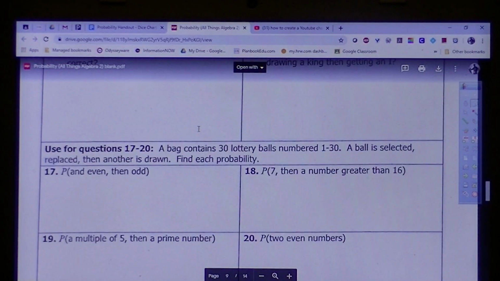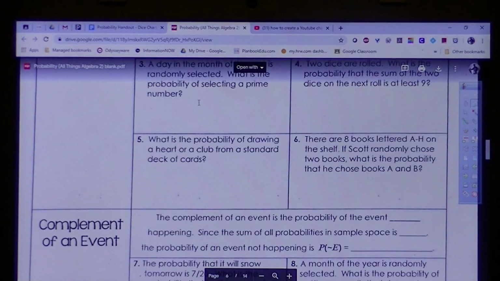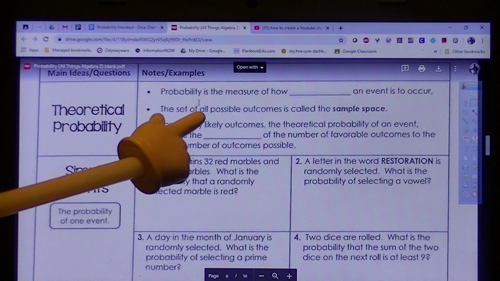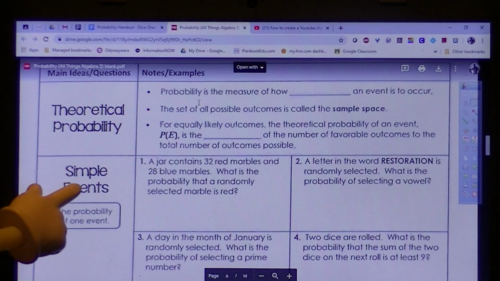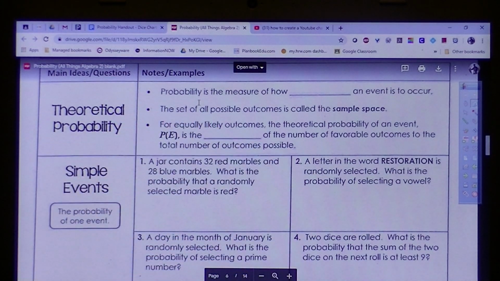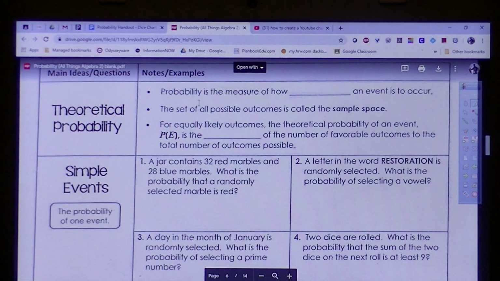So let's get started with theoretical probability. We're going to start with the definitions and then look at 6 examples here that should be helpful to us.